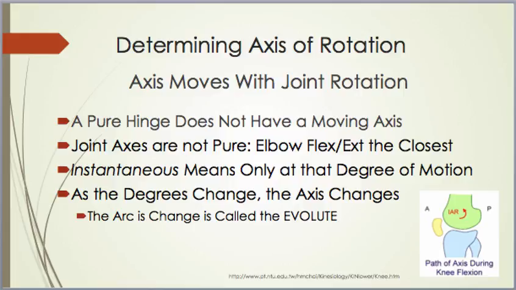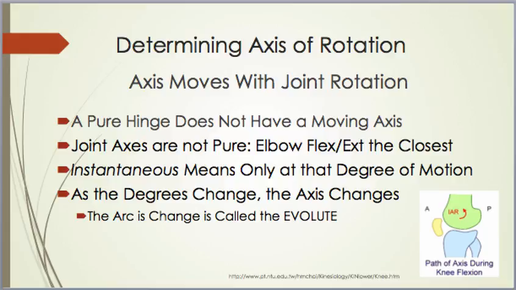All right, so when we're determining our axis of rotation, we have to understand that the path of that motion changes as joint rotation occurs. So in a pure hinge, for example, a door, the axis of rotation stays in exactly the same place. And like we talked about before, in the elbow, because it's a hinge joint, it is pretty close, so that axis of rotation does not change much for that joint, but for our other joints in the body, it changes to a fair degree. So the point is that joint axes are not pure. So they change with every degree of motion in that particular joint.